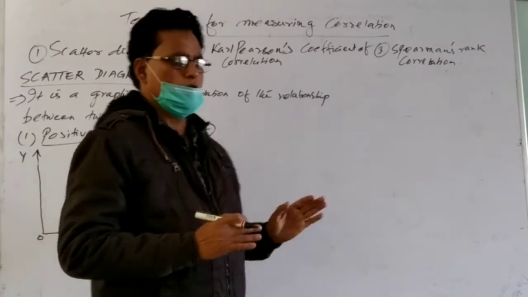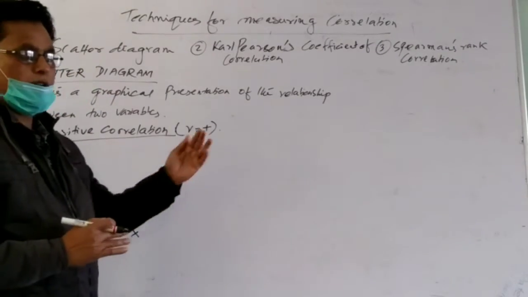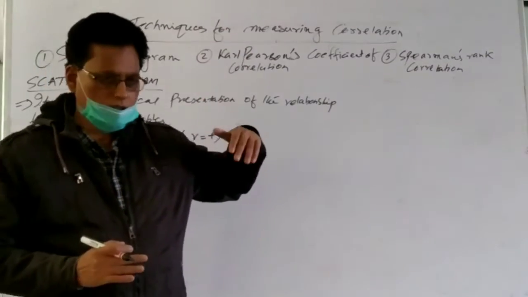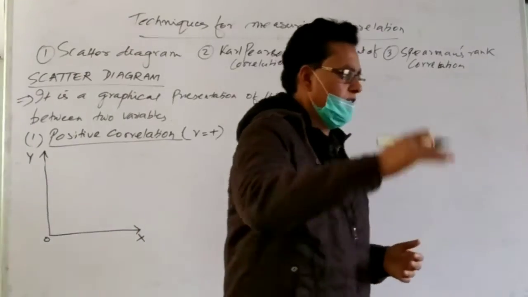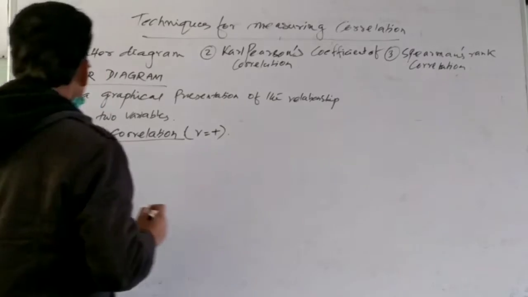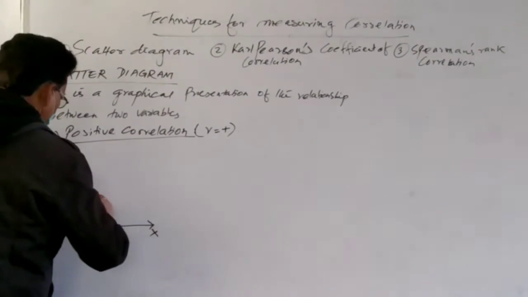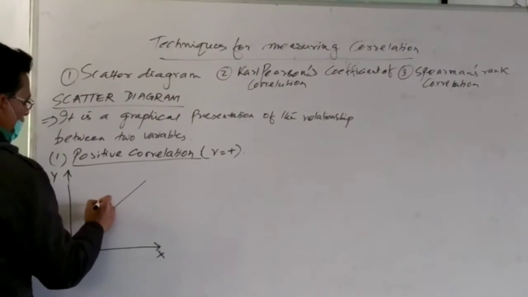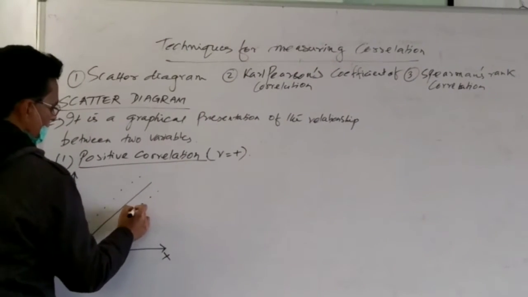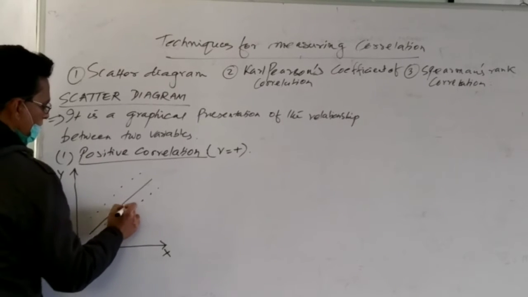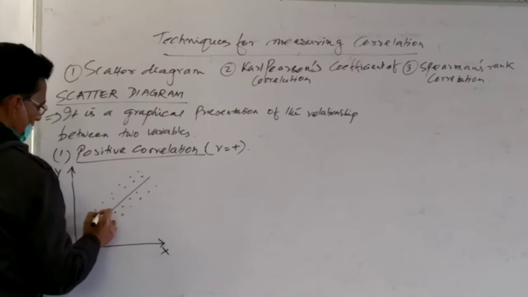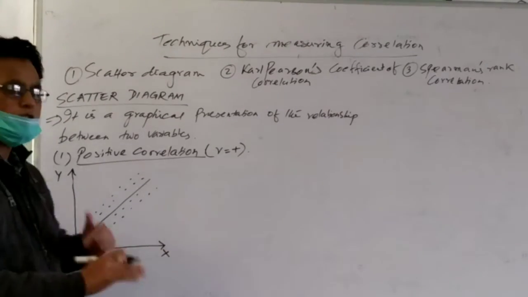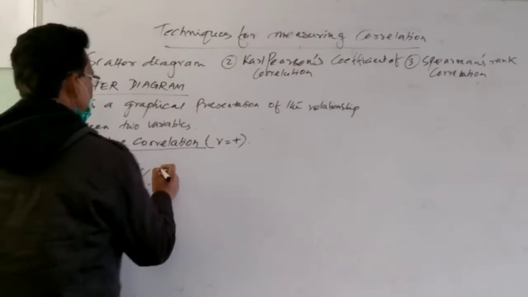Clear? But we have seen that as the temperature increases, the sale of ice cream increases. Suppose we plot it on a graph paper, it comes out like this. Are you understanding? The points form a cluster. Are you seeing this? Let us see what this shows: x increases, y also increases.